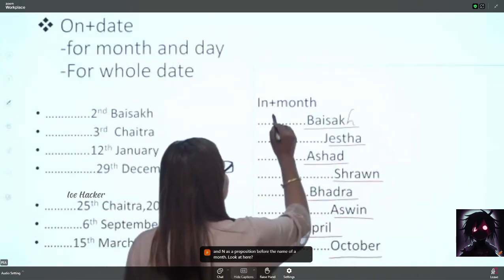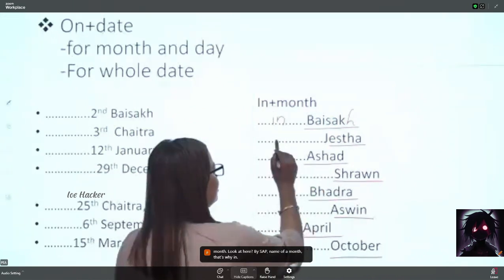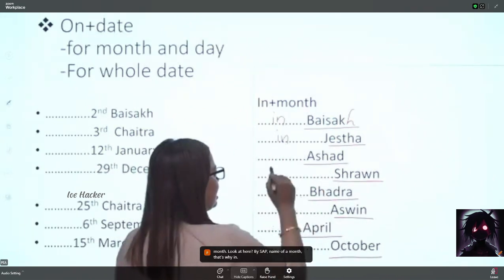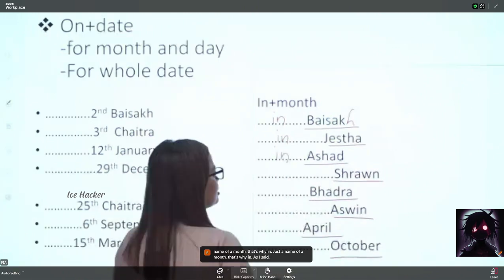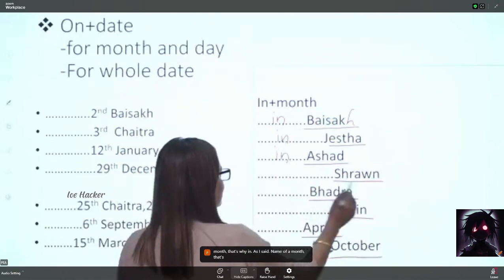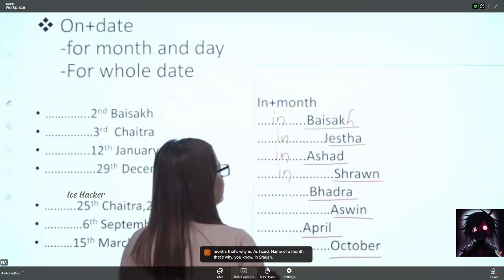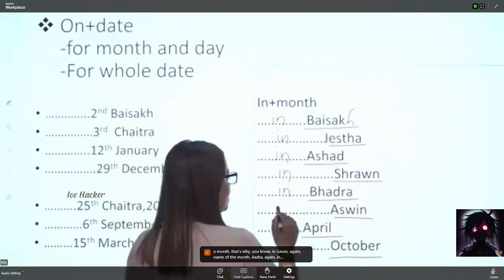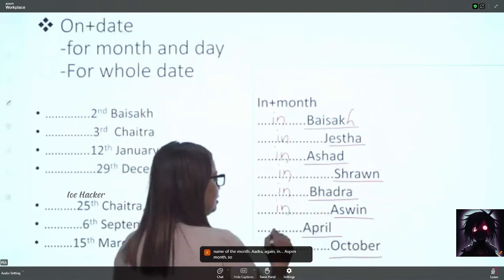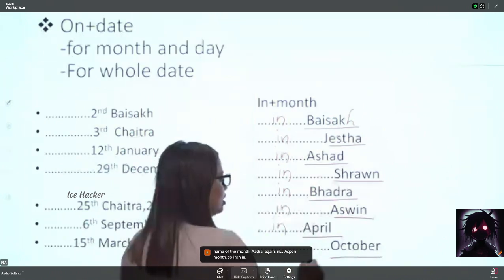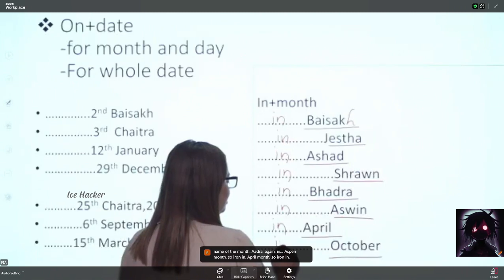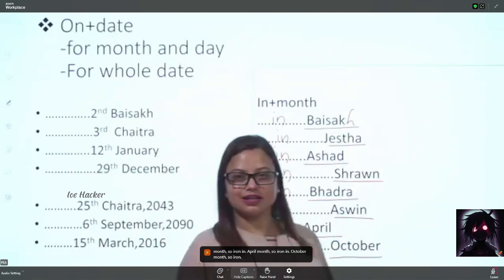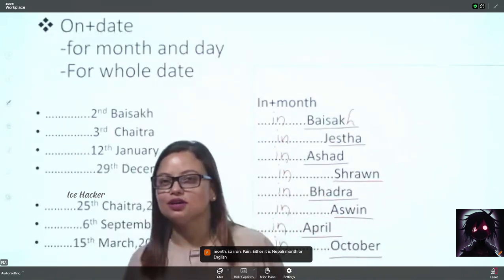Look at here. Baisakh, name of a month, that's why in. Jeshta, name of a month, that's why in. Asad, name of a month, that's why in. Shravan, again, name of the month. Bhadra, again, in. Aswin, month, so in. April, month, so in. October, month, so in. Either it is a Nepali month or an English month, you have to keep in.